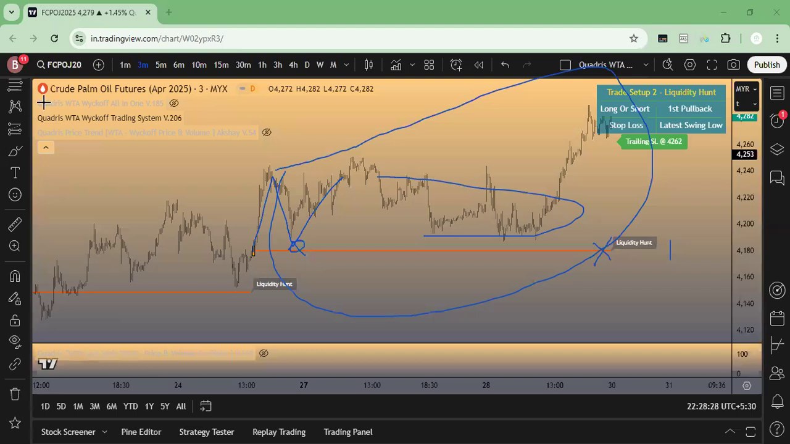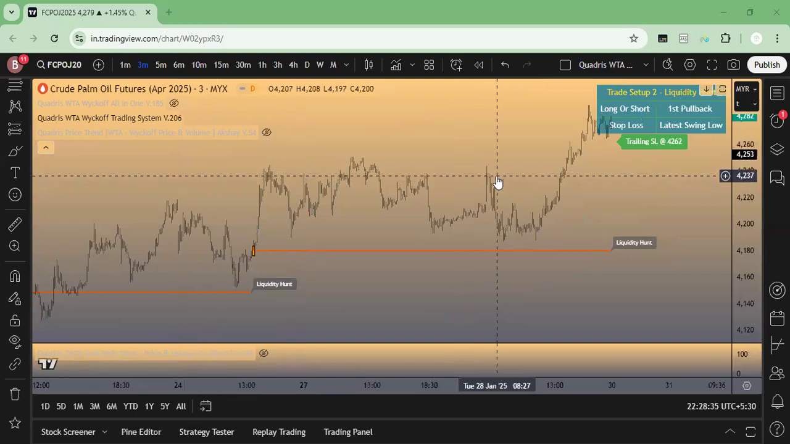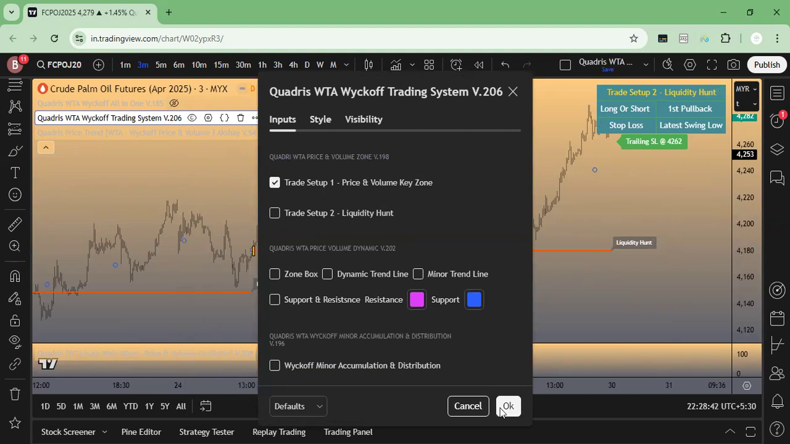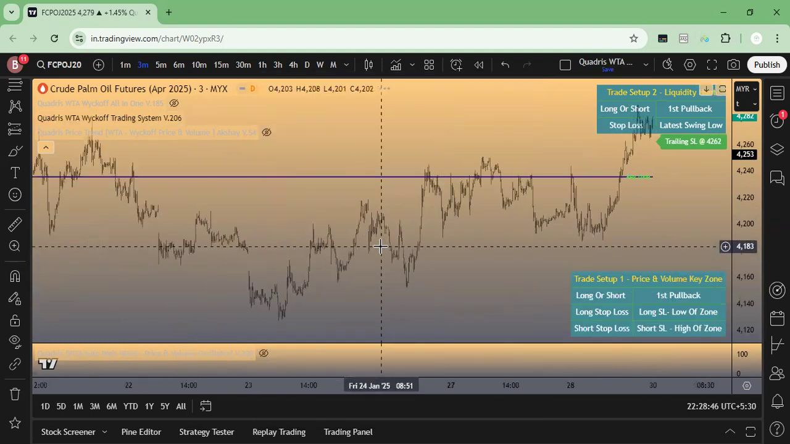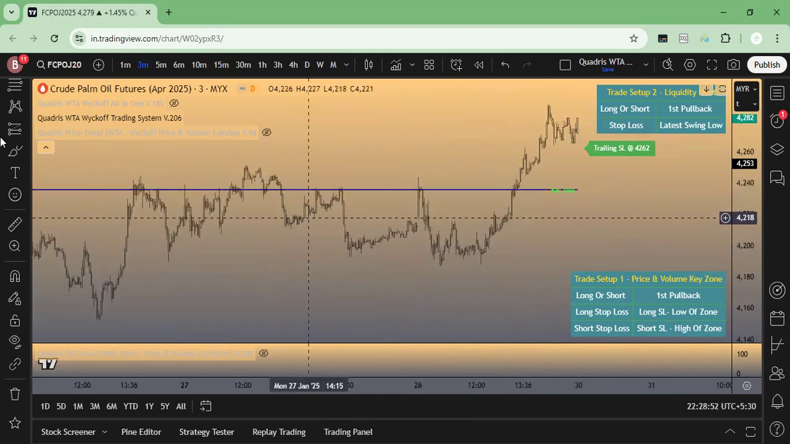We'll see whether we got a trade setup from 24th onwards. So we haven't got any trade setup in liquidity hunt. So now switch to trade setup one. That happens to be liquidity, or that happens to be one. So what is the purpose of key volume zone?